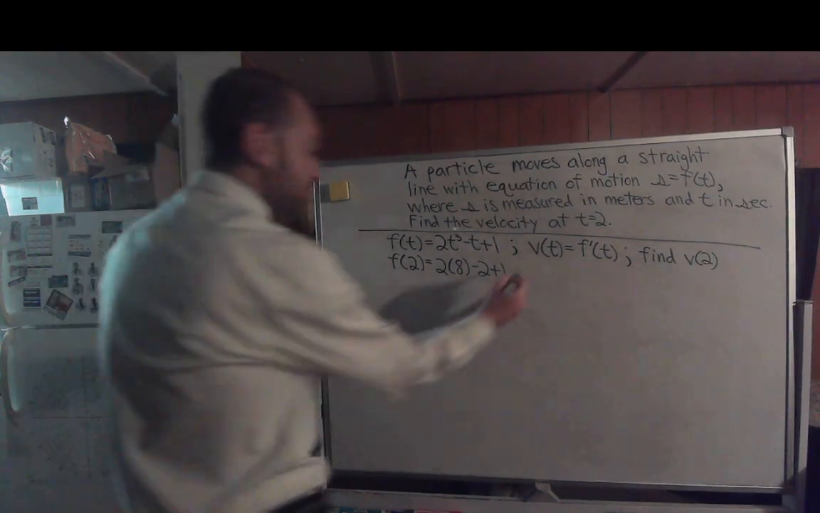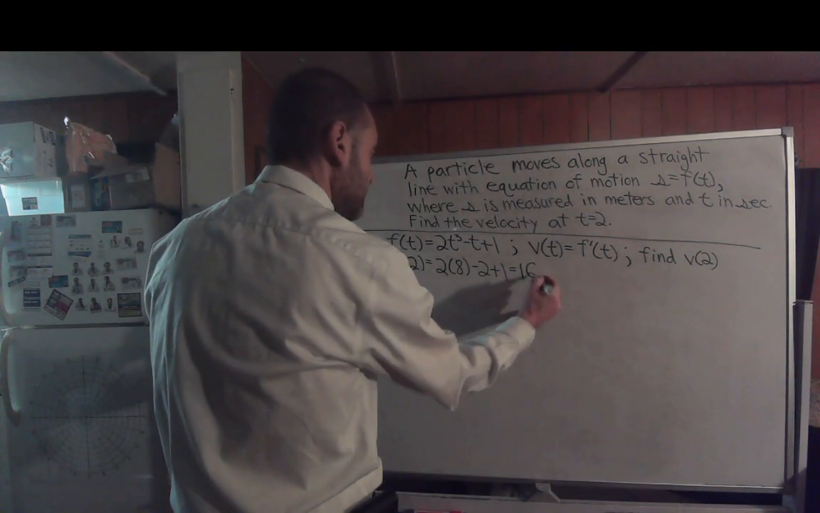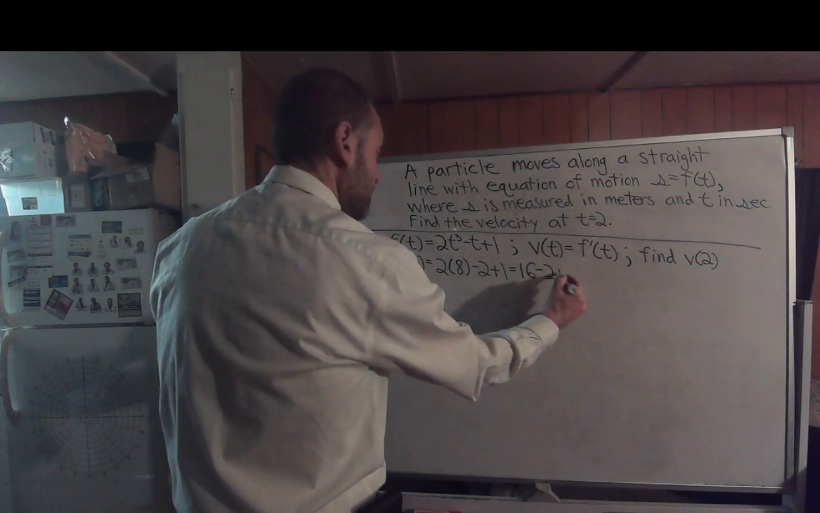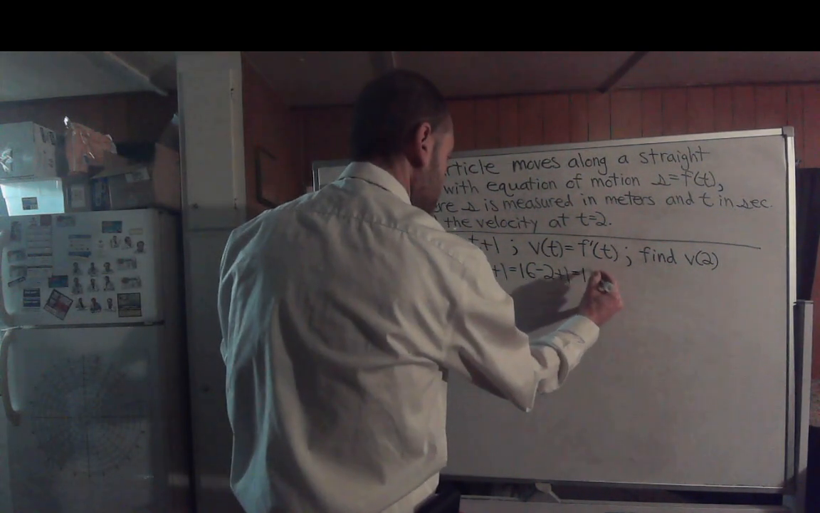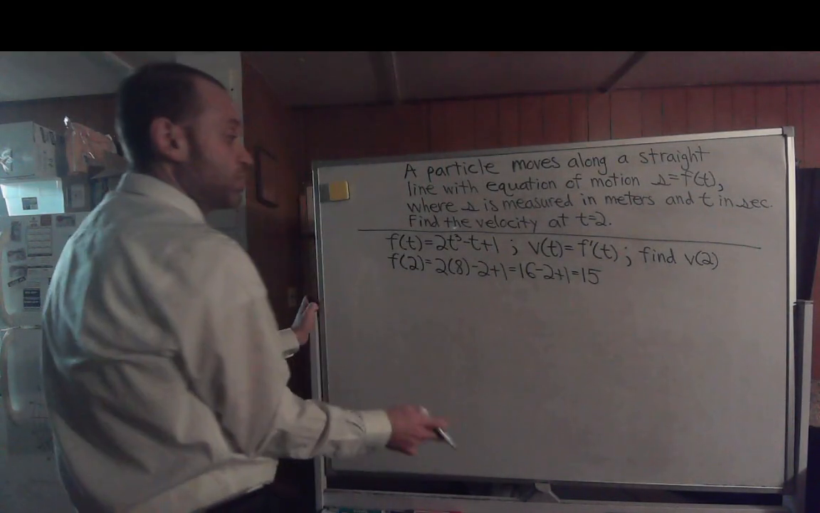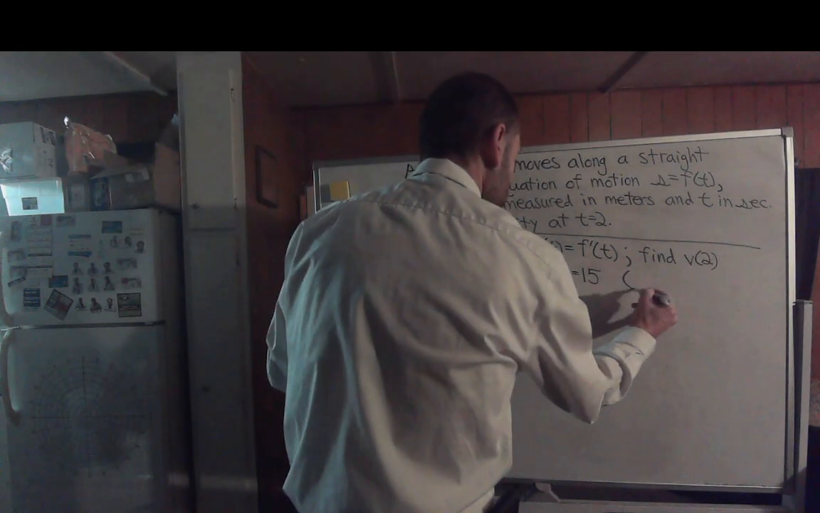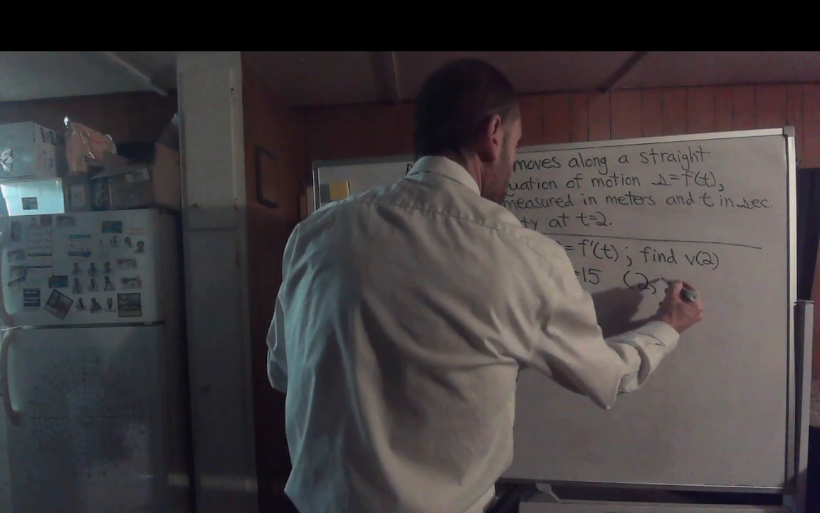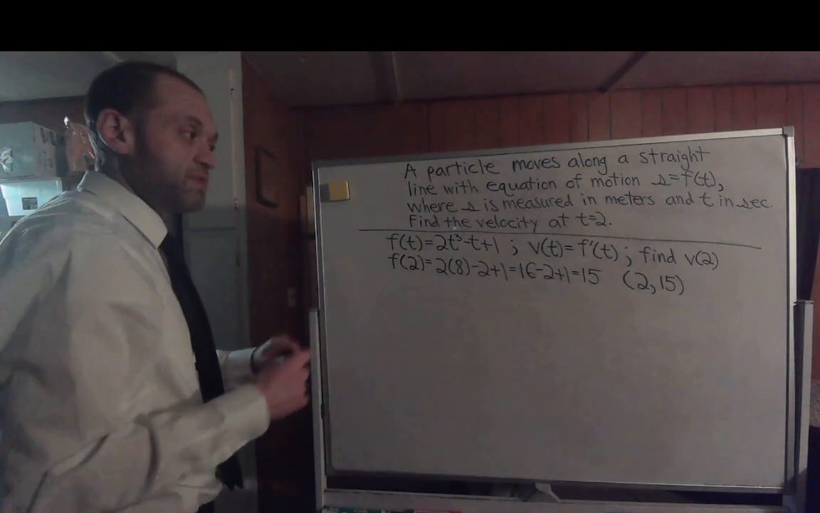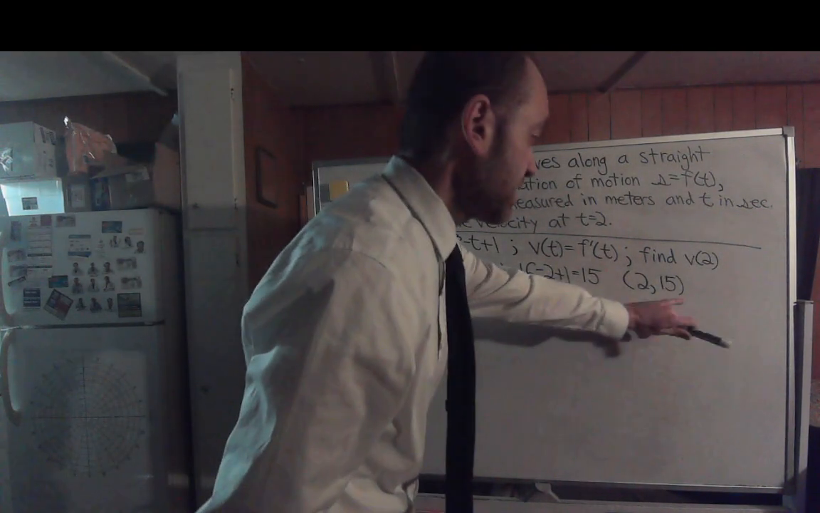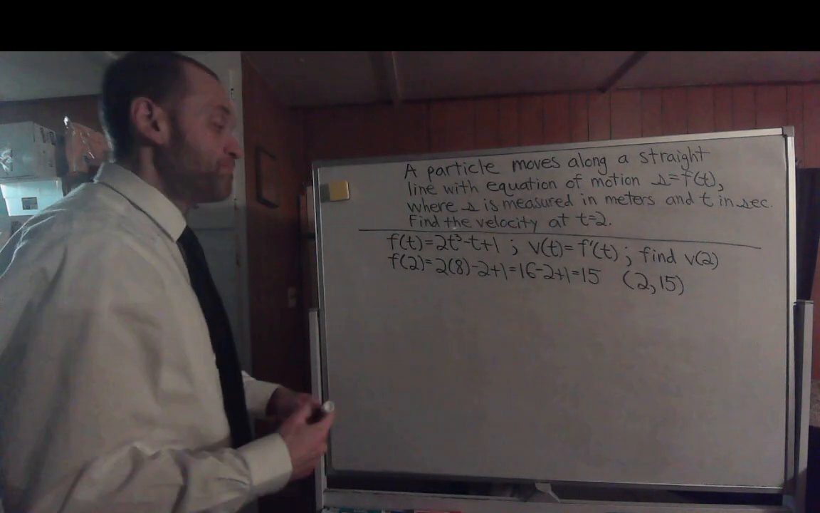Well, 2 times 8 equals 16. Minus 2 plus 1. 16 minus 2 is 14 plus 1 is 15. So at the time t equals 2 seconds, we're at 15 meters. So this would be the coordinate (2, 15). When t equals 2 seconds, you're at 15 meters.